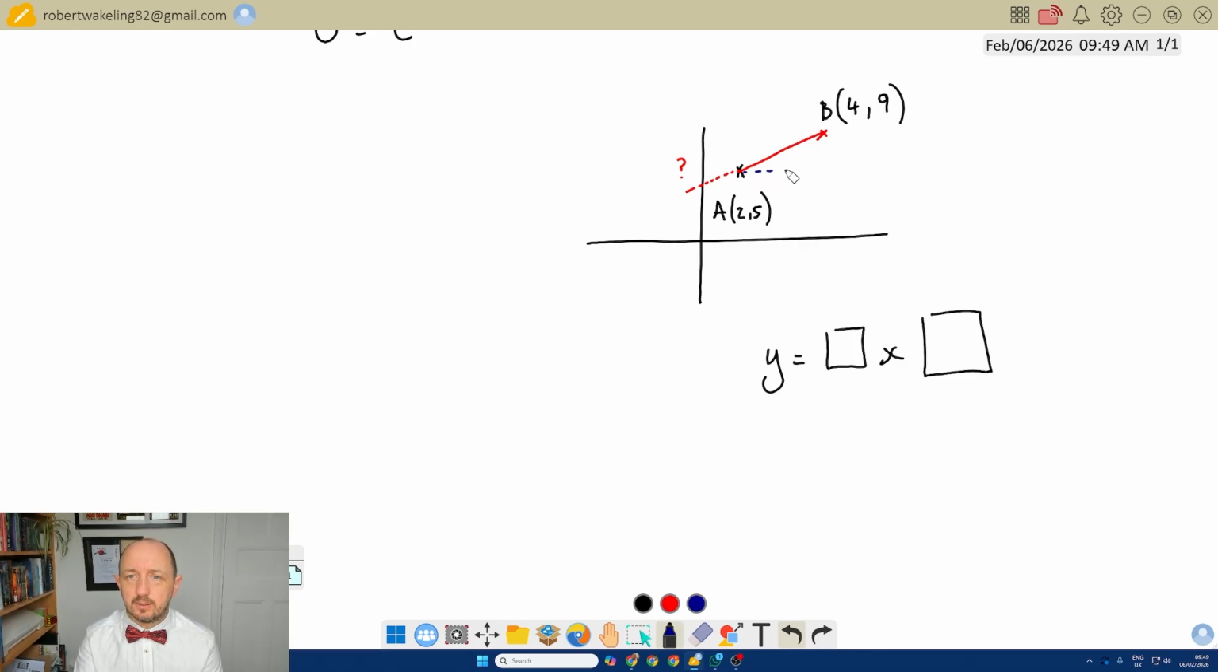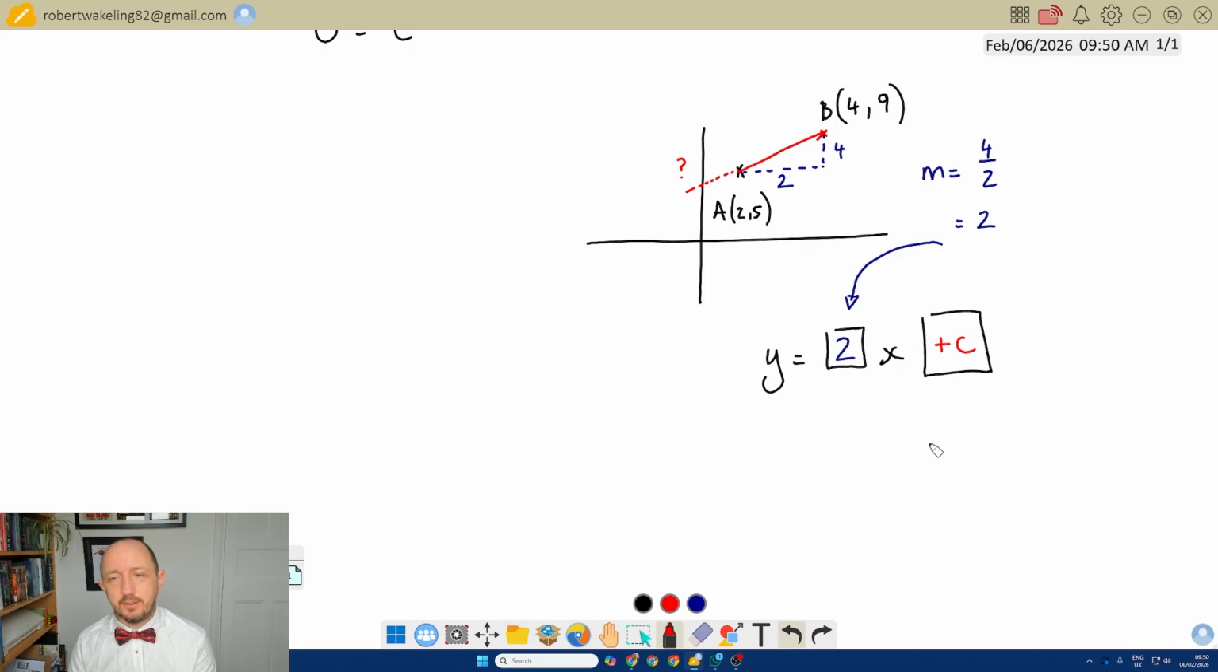So for the run, 2 to 4 is a distance of 2, and 5 to 9 is a distance of 4. So our gradient is rise over run, which equals 2, and then that can go in here. Okay, so we follow a very similar pattern. We're doing the gradient first, and then plus c.